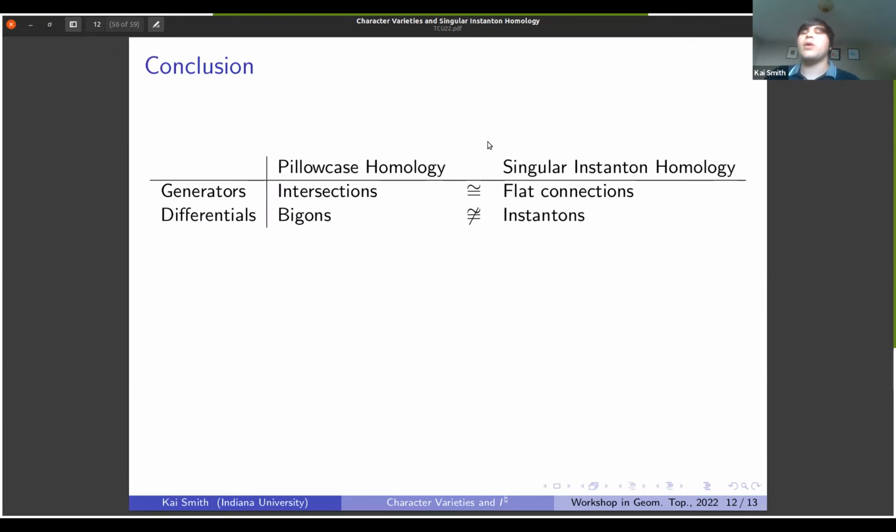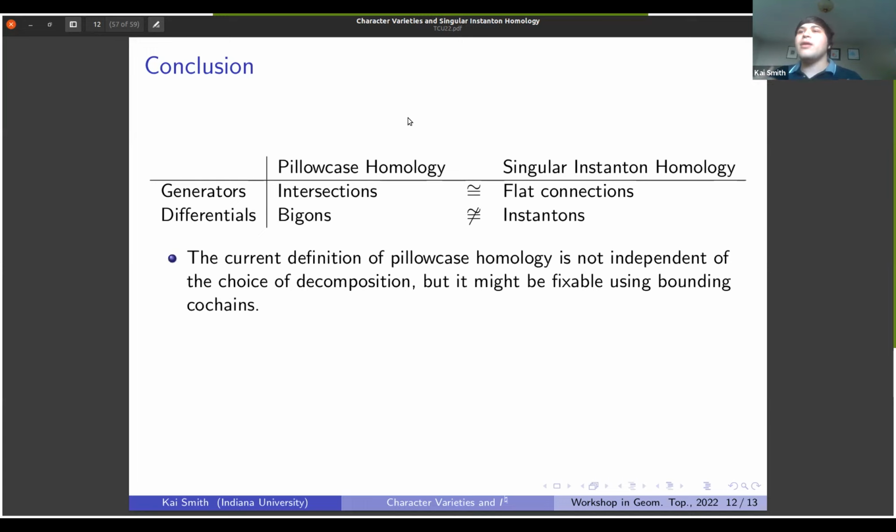So what does that tell us? First of all, going back to this comparison, we knew the generators matched up between our two theories. And as much as it would have been nice for bigons and instantons to be equal, they're not. And so we just have to let bigons be bigons. But what does that mean? So even though the current definition of Pillowcase homology isn't well defined, it should probably be fixable.